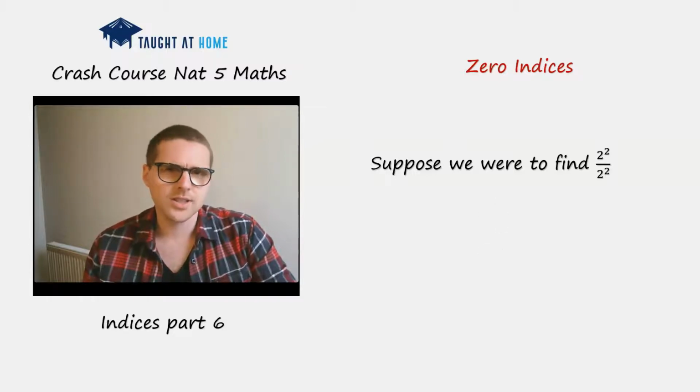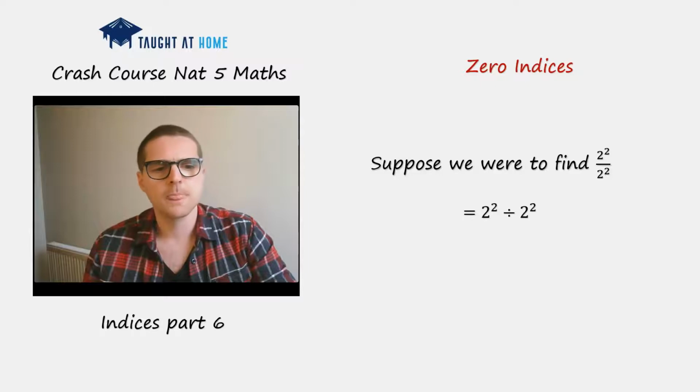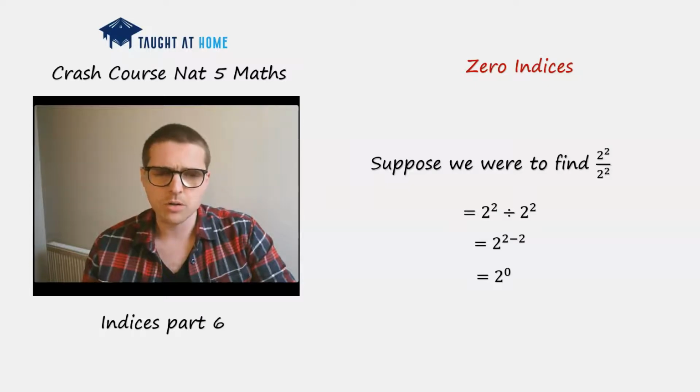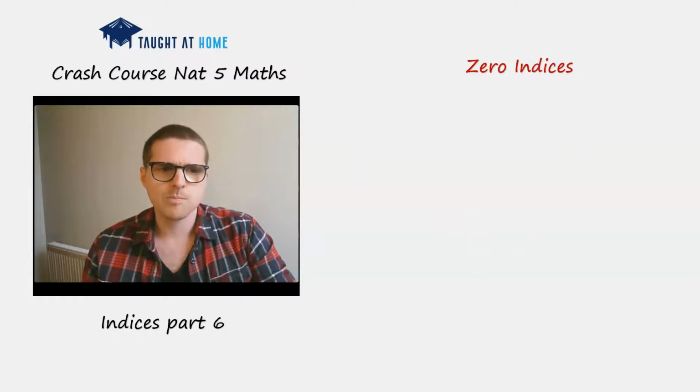Now let's use a different technique to get to the same answer. Say we were to do 2 squared divided by 2 squared. Using the second law of indices, we're going to subtract these indices and we're going to get 2 to the power of 0. And we know that that also must be 1 because it's still 2 squared divided by 2 squared. Okay, so they are equivalent.